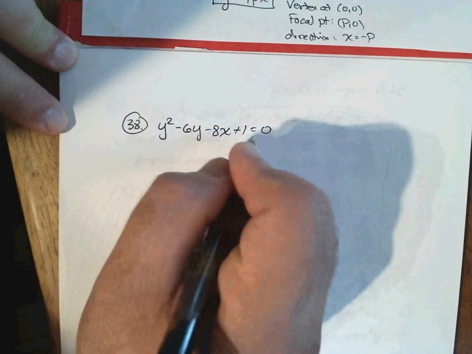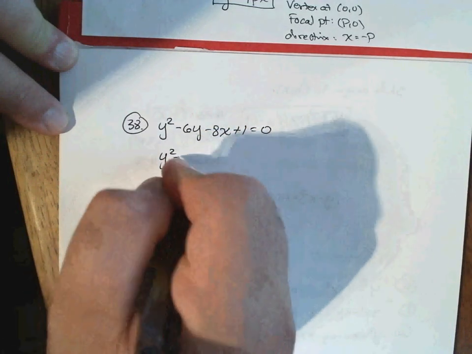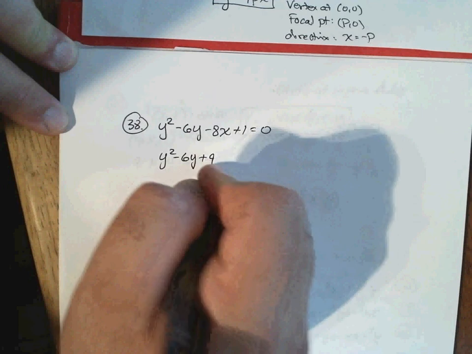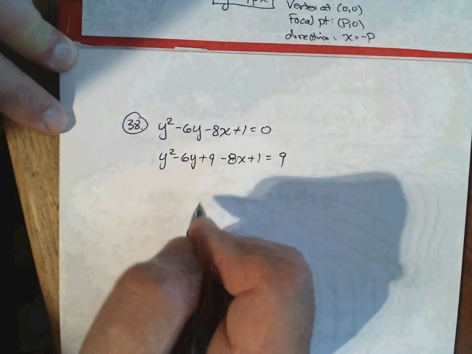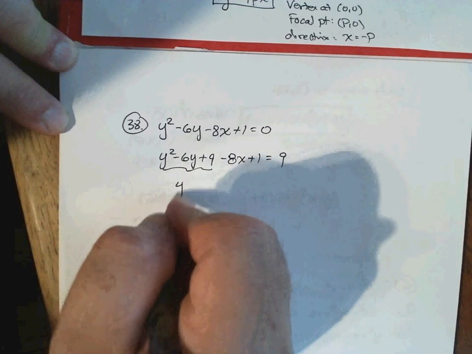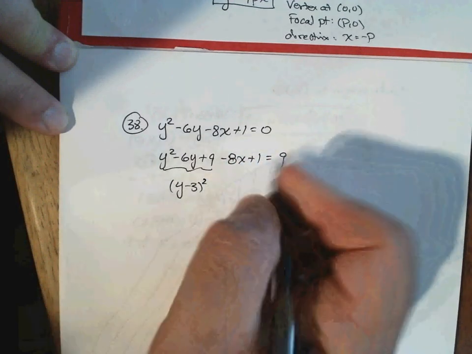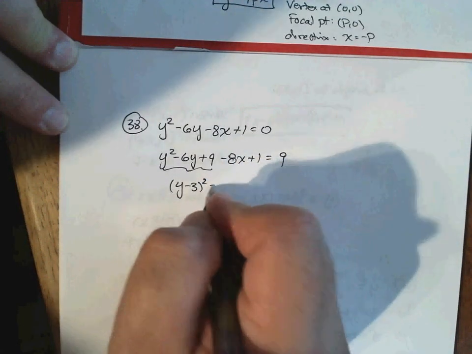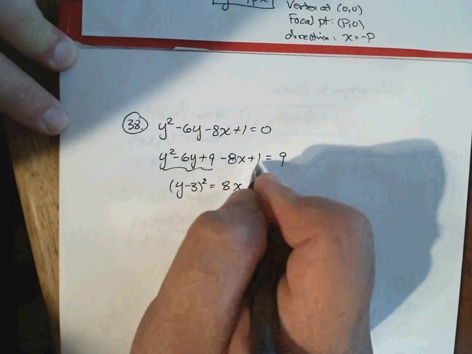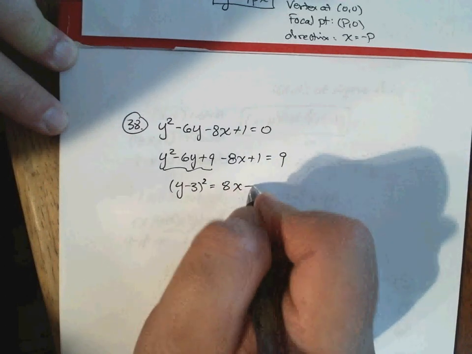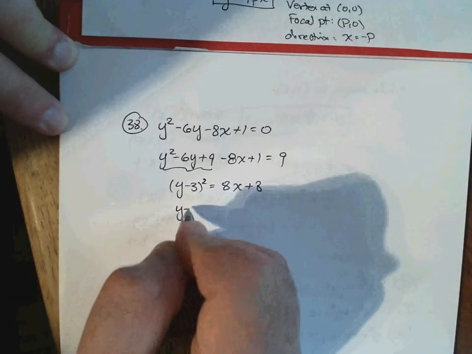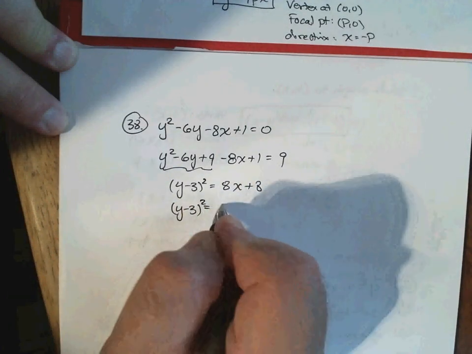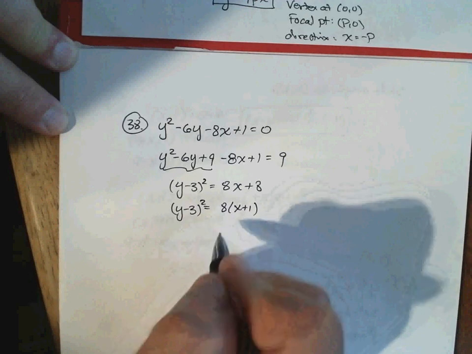So I'm going to complete the square on the y's. Half of negative 6 is negative 3. You square that, you get 9. I need to add 9 to both sides. Now this is a perfect square, y minus 3 quantity squared. And move this over to the right. So add 8x and subtract 1. Factor the 8 out.